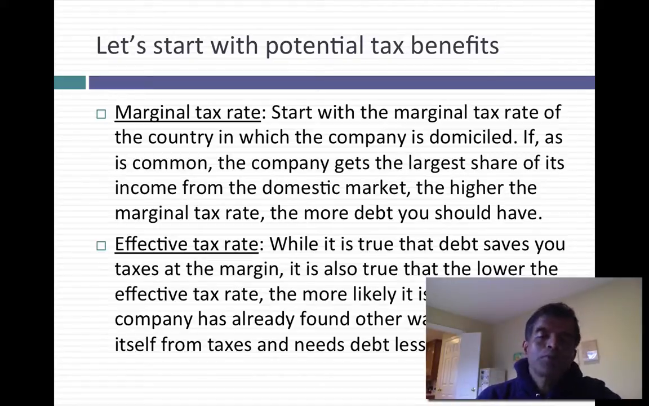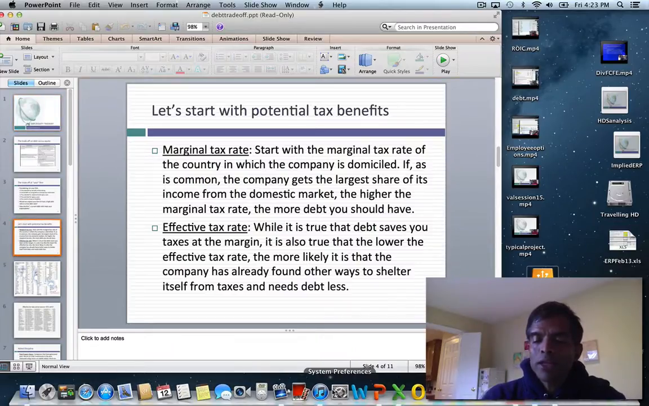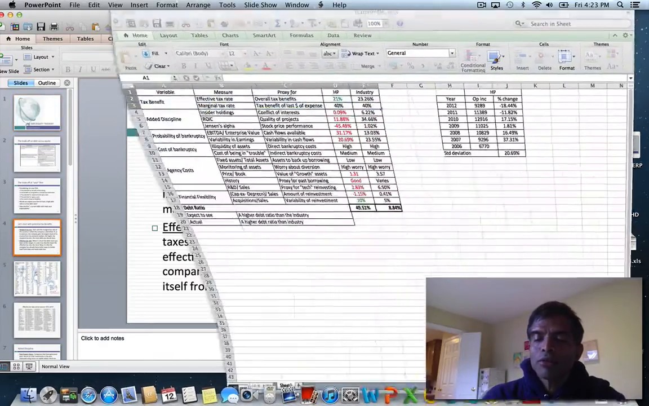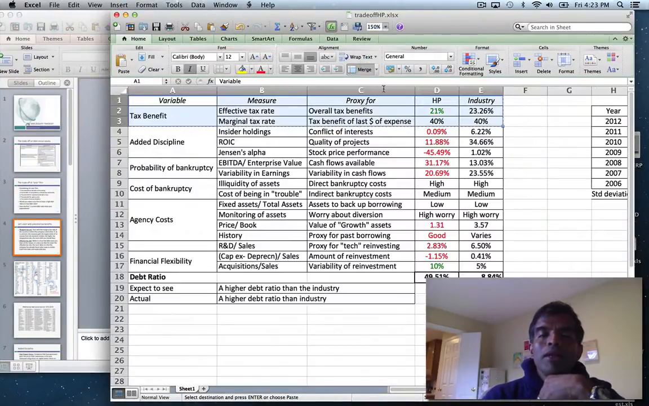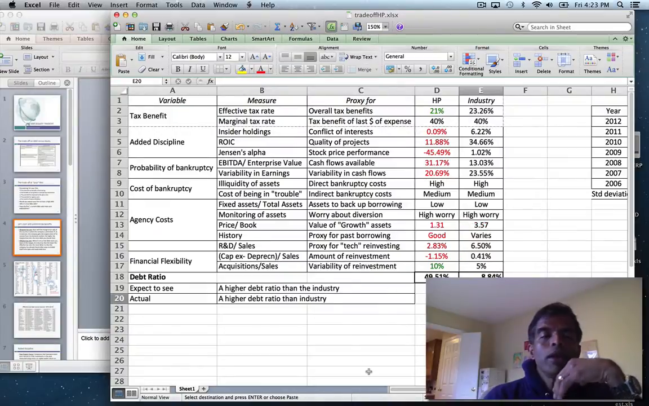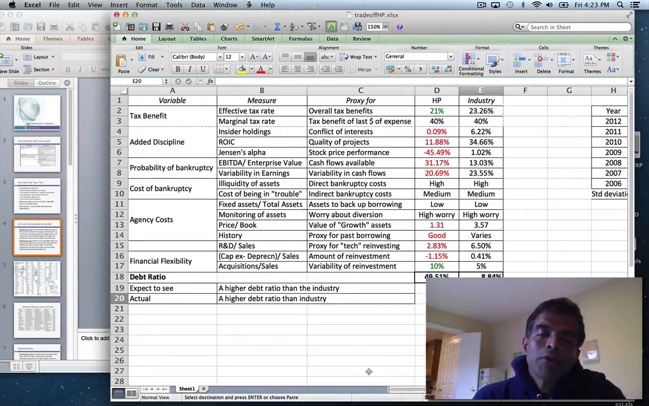As I go through this process, I'd like to use a company as an example. The company I'm going to use is Hewlett-Packard, and I'm going to pull up the Excel spreadsheet that I have for Hewlett-Packard so you can see what the numbers look like. Let me make these numbers a little bigger. So let's start with the tax benefit. These are HP's numbers from 2012. Their effective tax rate was 21%, and the marginal tax rate in the US is about 40%.